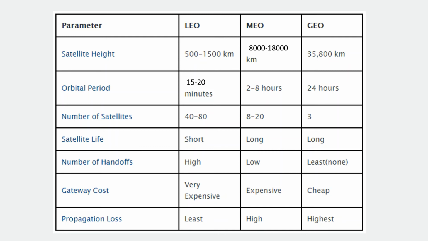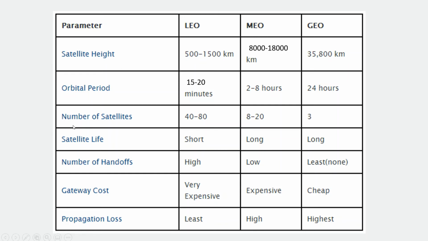And coming to the satellite life, as the LEO satellites orbit very near to the Earth at a high speed, the durability and the satellite life of these LEO satellites is very short when compared to the MEO and GEO, which are at a high distance. So these have a very high satellite life when compared to LEO.